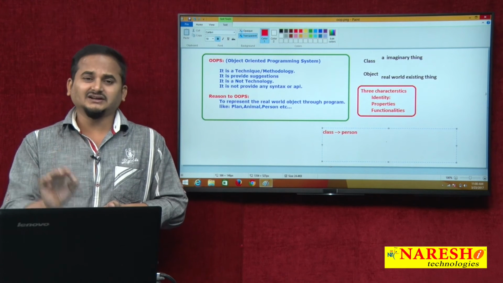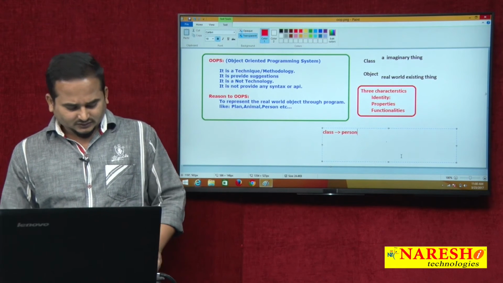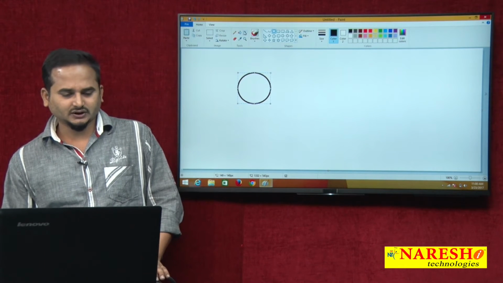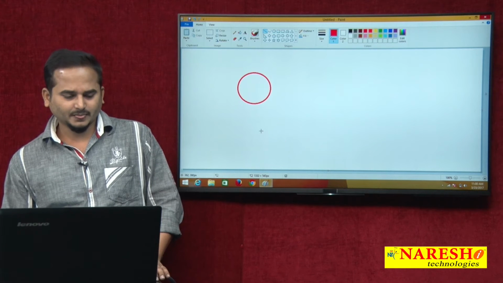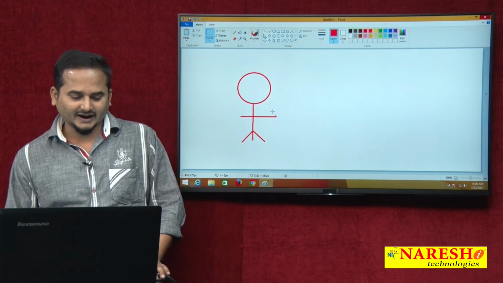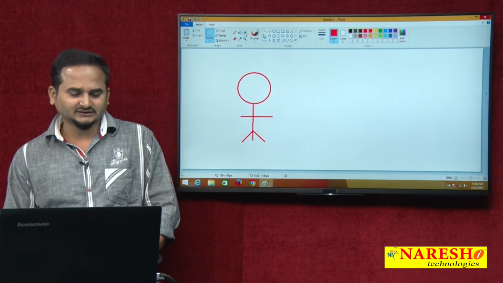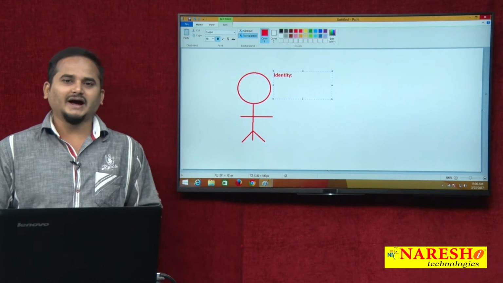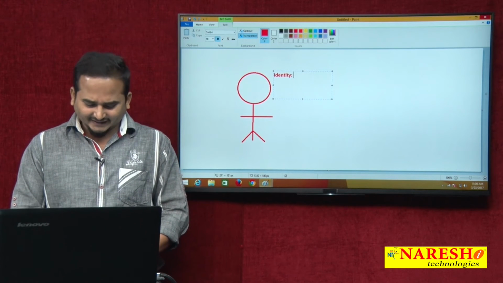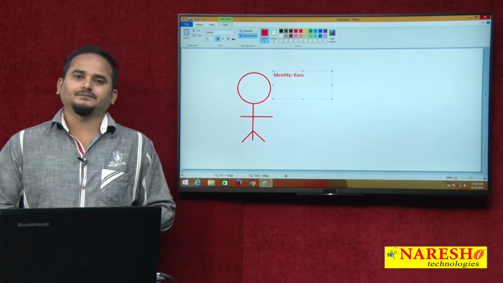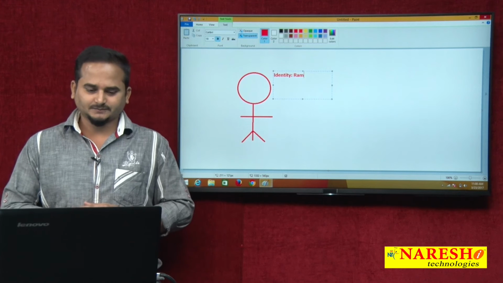three characteristics. For example, observe here, if you take one object like a human being. This is one object, and this object has some characteristics. What are those characteristics? The first one is identity. What is the identity? The name of an object. For example, if it says Ram, this is the name of an object.